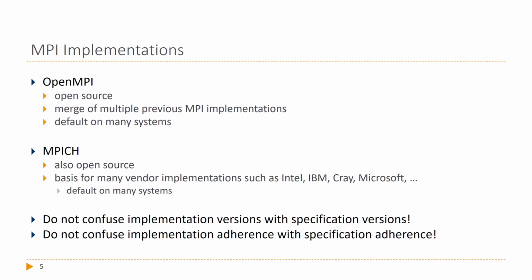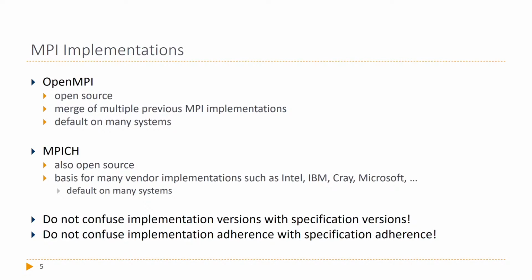But then there's also the second implementation I put up there, which is the basis for many vendor implementations, such as MPI from Intel, IBM, Cray, Microsoft, and so on. Not sure Microsoft is maintained any longer. Anyway, this is the default on many systems also. For example, if you get a system from Cray, a large supercomputer manufacturer, they also provide a specialized MPI implementation that performs really well on their systems. And at its core is MPICH.